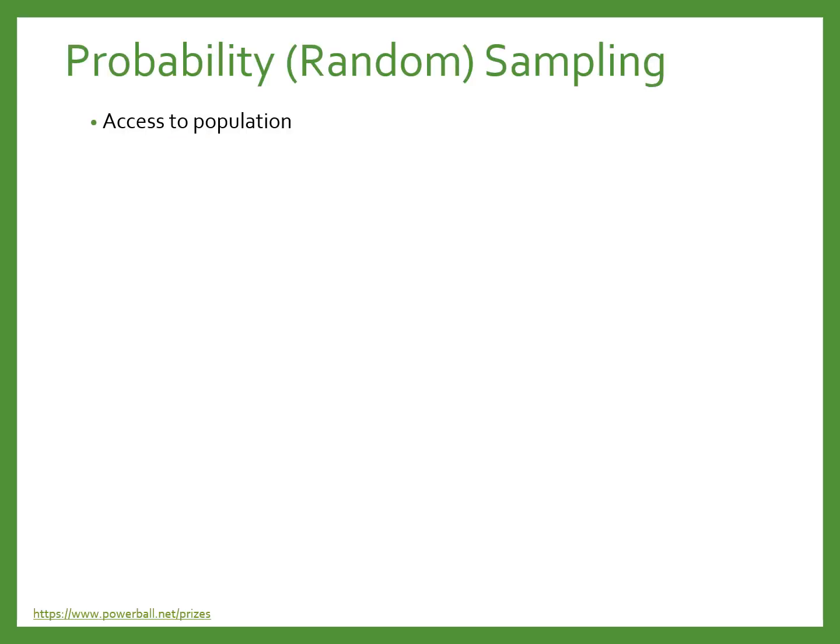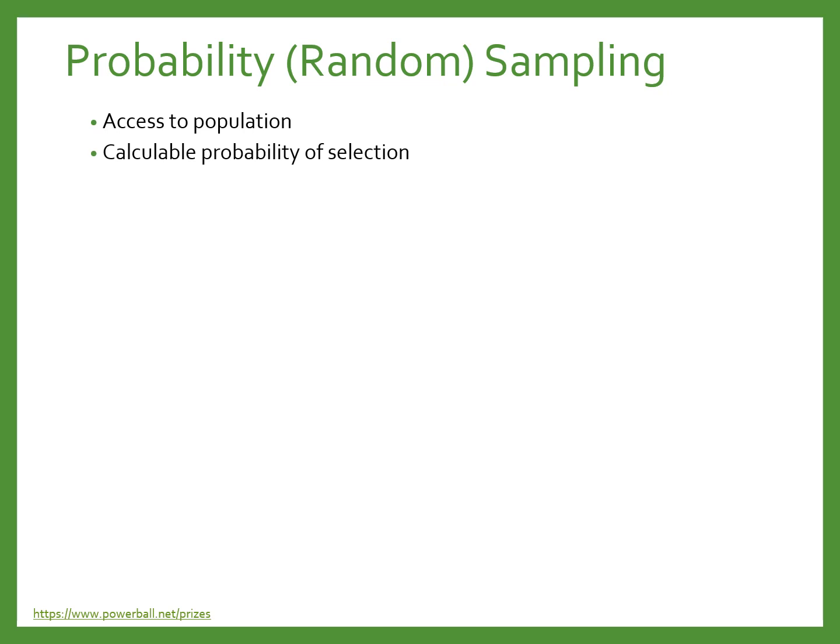So probability or random sampling requires access to a known population, which isn't really typical in social and behavioral sciences unless the population happens to be like employees at a specific organization or students at a specific school or patients at a specific clinic, right? If you're at a specific organization, it makes it a little bit easier.